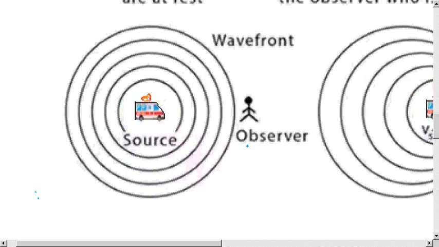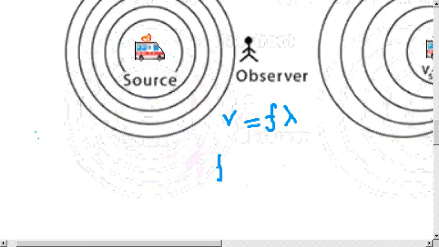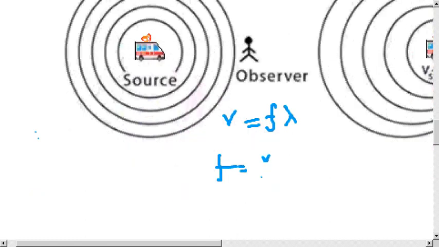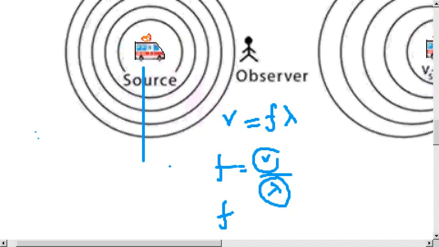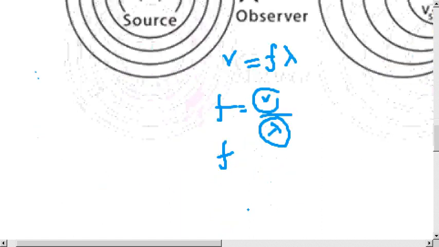So now we know this observer is at rest and this source is at rest, so the lambda values are equal everywhere. According to V equals F lambda, we can find F equals V divided by lambda. Substituting these values of V and lambda, we get a certain frequency. That frequency is the real frequency of this source. We say real frequency.